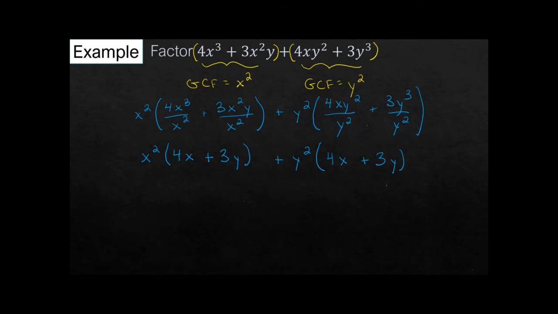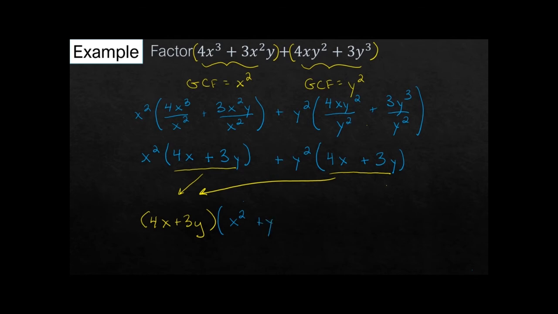Now you know that you've done the process correctly when inside parentheses they match. So both sets of parentheses are identical. I have 4x plus 3y in both of those. So when that matches, when we have that in both terms, that means I can factor that out. So I'm basically factoring out the 4x plus 3y, and that goes in front. And then what's left over is the greatest common factor. So I have an x squared plus y squared.